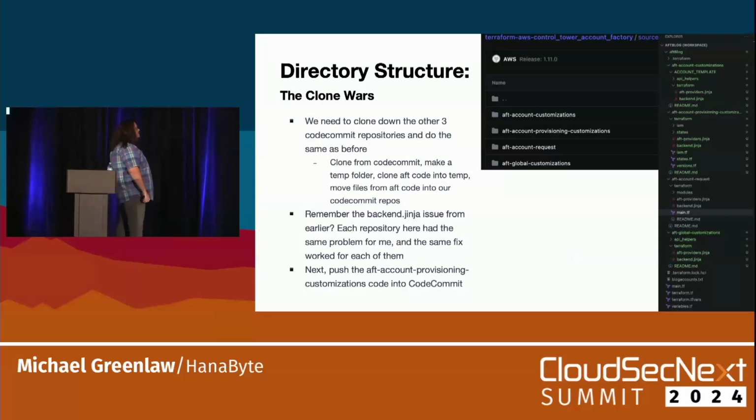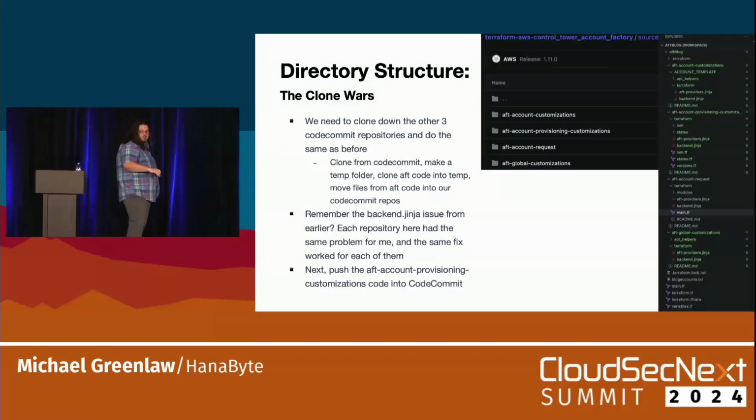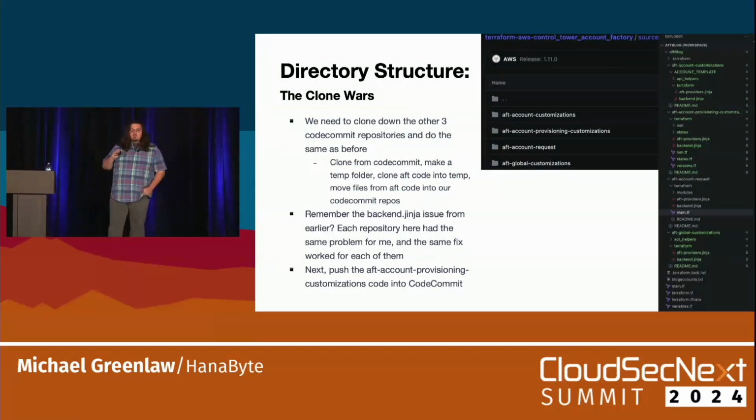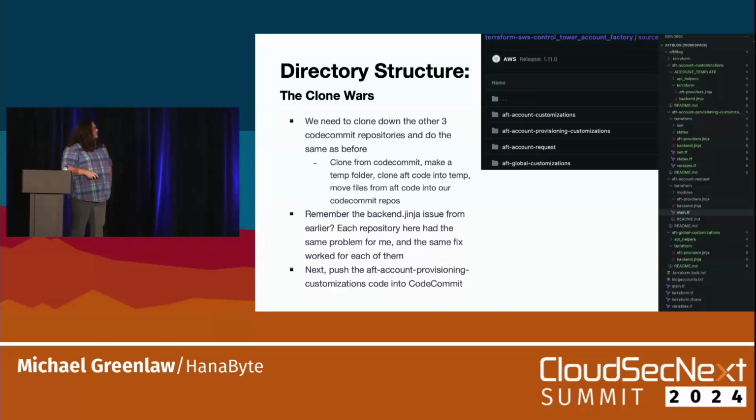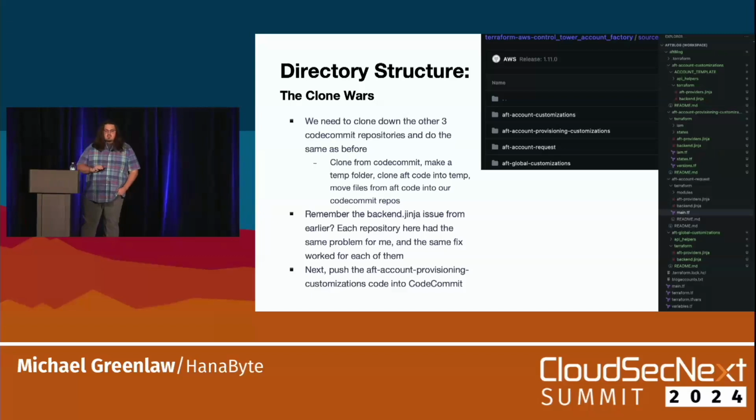Now, what does this directory structure look like? We're going to have a few different things. You have your four directories: account customizations, provisioning, requests, and global customizations. They all sit at the same level in the folder hierarchy. And you can see on the very far right what that looks like in the terminal. It gets a little messy, I'll be honest. It's a lot of stuff in one spot.